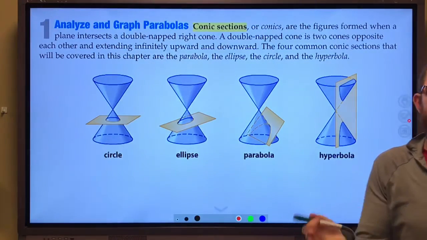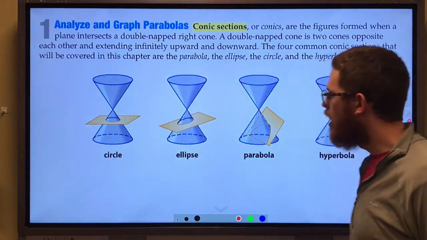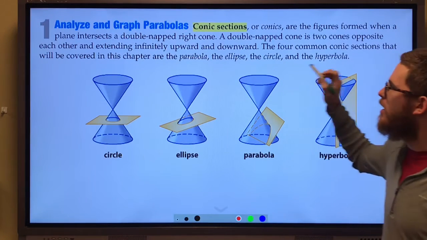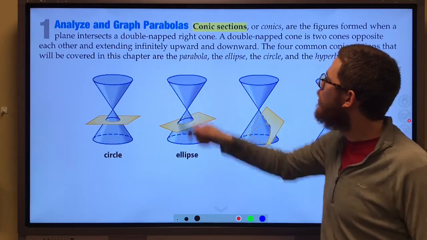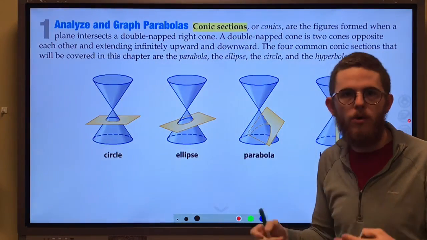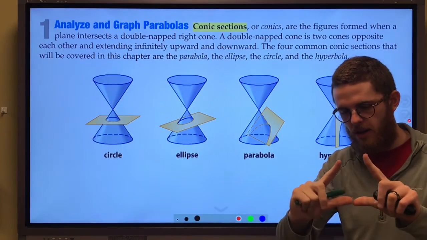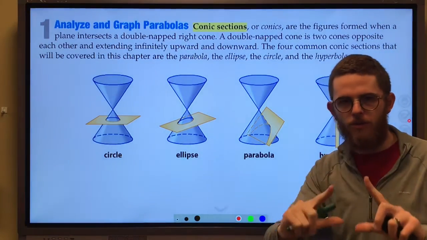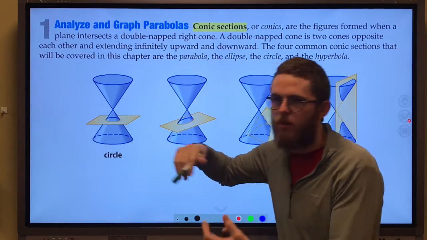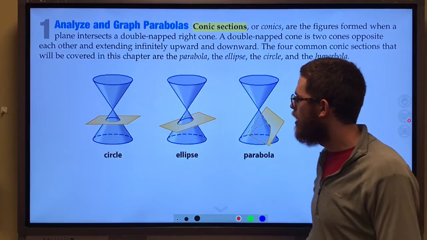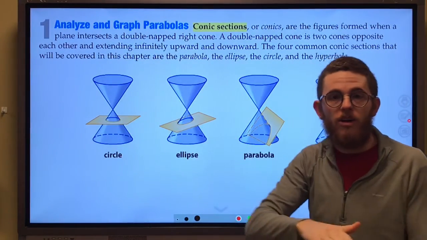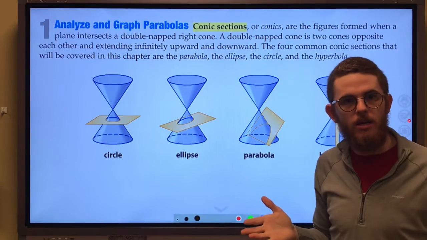All right, so a little intro on conic sections. A conic section is formed when we take what they define as a double-napped right cone. So it's a cone. It's right, so it means it's not leaning over. It's going straight up and down, and it is doubled over, kind of like an hourglass. And when we take a plane and cut into it, we're creating a cross section.